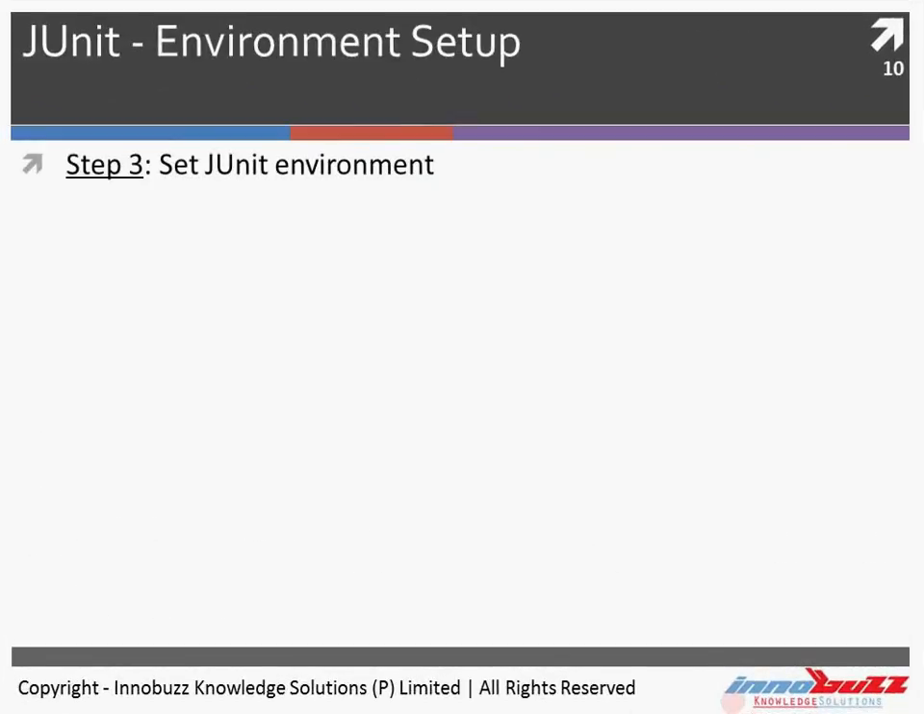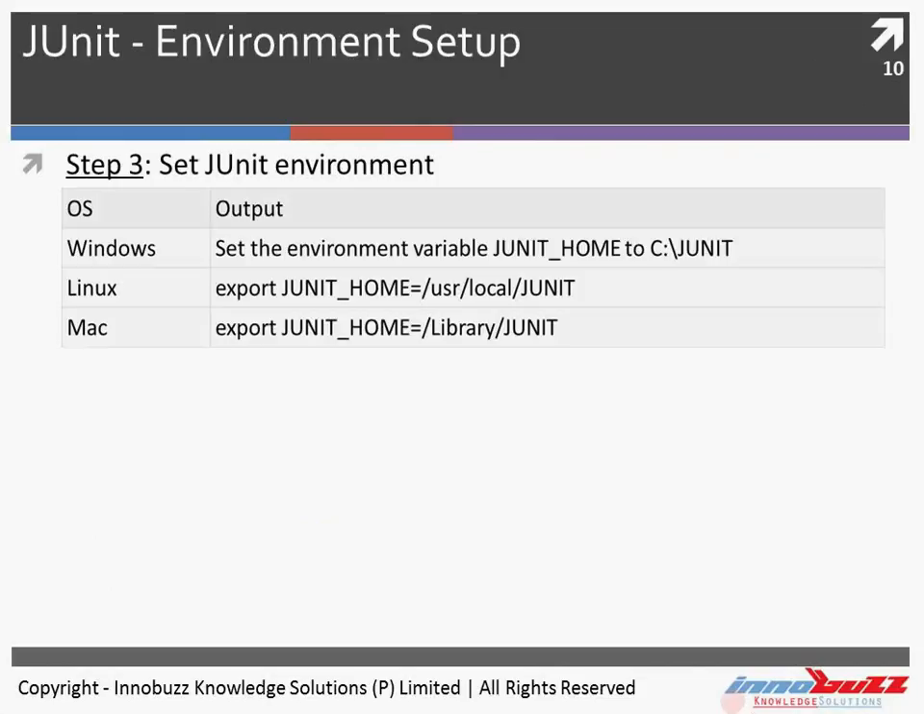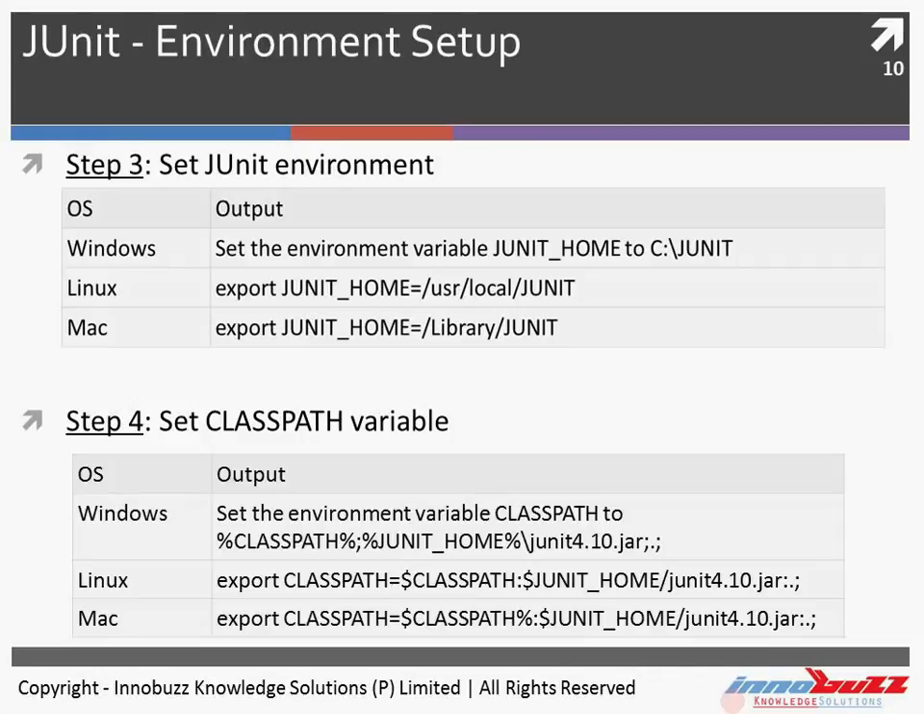Step 3, set the JUnit environment. Once you have downloaded the jar file, you need to set the JUnit environment. How do you do that? It's the same process. Go to environment variables and set your JUnit home to the location of the JUnit jar file. Step 4, set the classpath variable. Again in the same place, in environment variables, we set the classpath for your JUnit home, which takes whichever JUnit version you have. Here it's junit-4.10.jar, so you're locating that in your classpath. These 4 steps are very important for JUnit to work and to develop your JUnit test class.